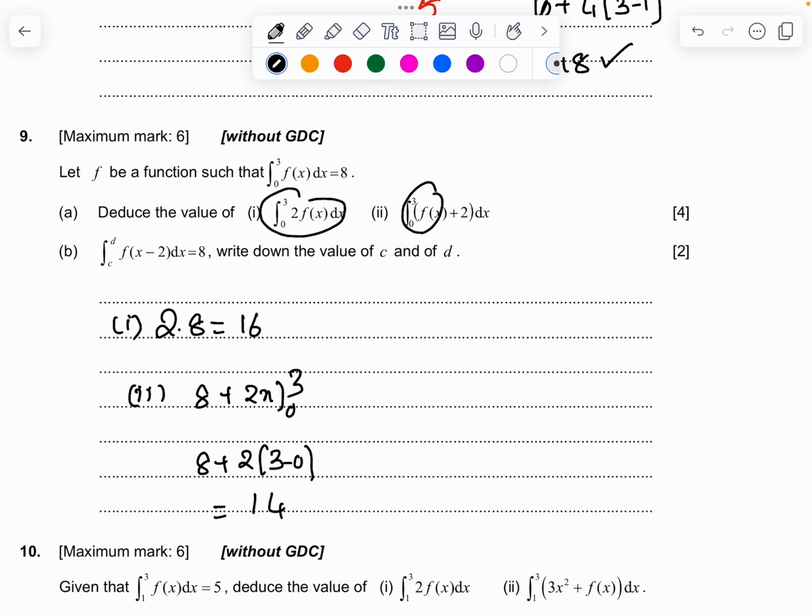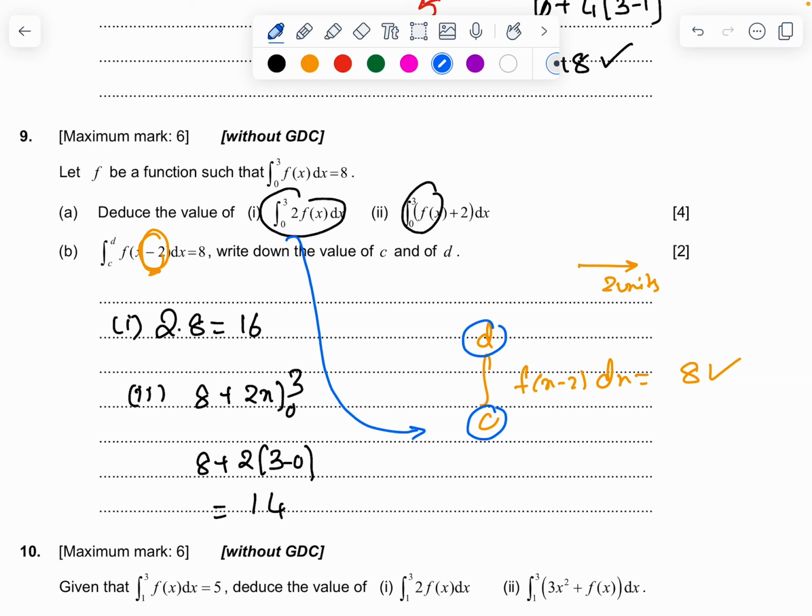Now, just now we did that. The horizontal translation minus 2 means I'm moving it plus 2 units on the right hand side, 2 units. So the area does not change. So the integral c to d of f of x minus 2 dx, the area remains the same, 8. So the limits also would have moved 2 units. The previous limits were c equals 0, so 0 plus 2 and 3 plus 2. So the c value is going to be 2 and the d value is going to be 5.